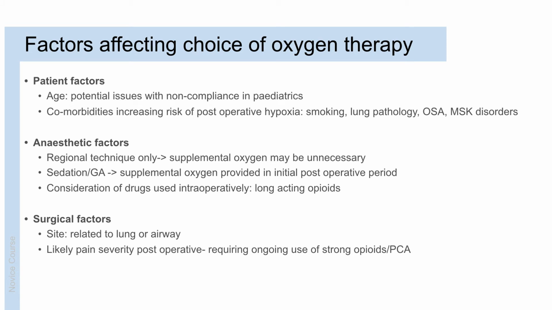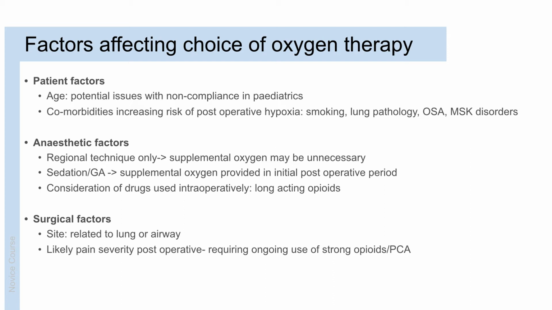So, how do we go about choosing oxygen therapy in recovery? First of all, it is essential that any reversible causes of hypoxia have been ruled out, as discussed on the previous slide. So, pneumothorax, aspiration, etc. But some factors that may contribute to the type of oxygen therapy chosen, I've divided these into patient factors, anaesthetic factors, and surgical factors.